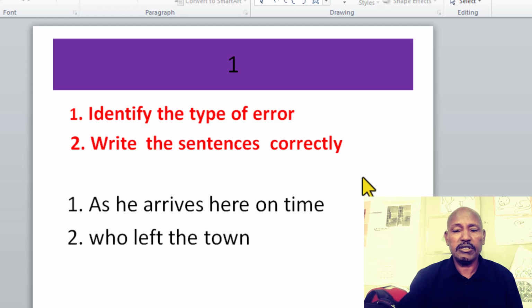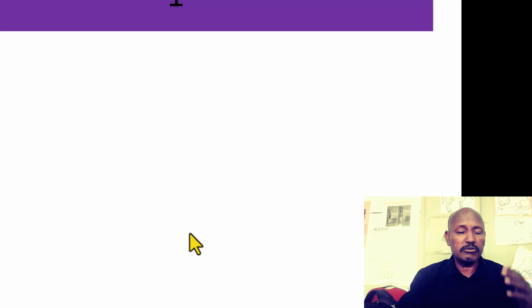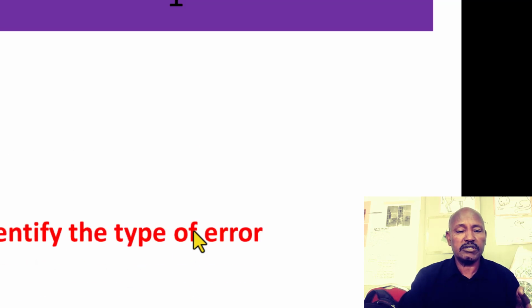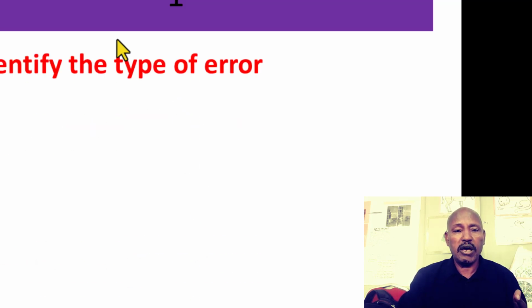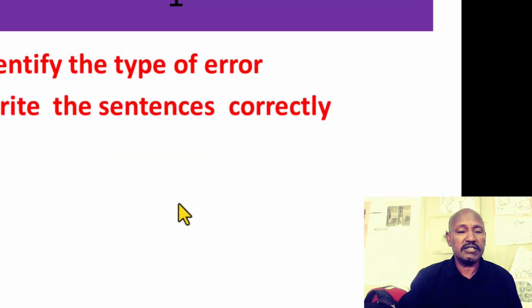The first part, actually, look at the question please. The summary questions are about some types of sentence errors. First, identify the type of sentence error, and then correct the sentence error to give meaningful sentences or meaningful ideas.